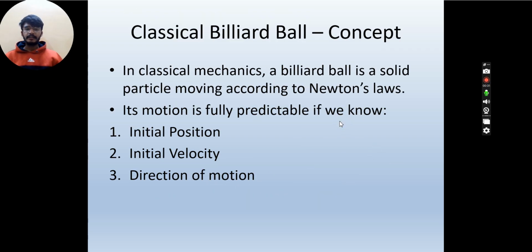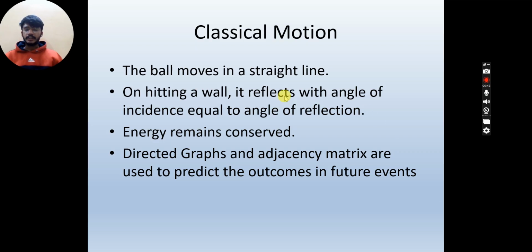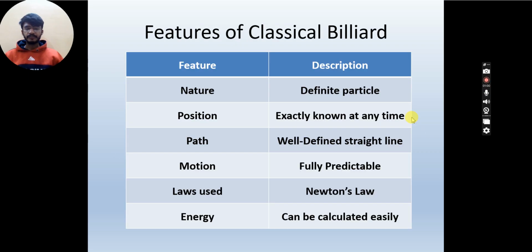Classical billiard ball concept. In classical mechanics, a billiard ball is a solid particle moving according to Newton's law. Its motion is fully predictable if we know its initial position, its initial velocity, and its direction of motion. Classical motion: the ball moves in a straight line, and on hitting a wall it deflects with the angle of incidence equal to the angle of reflection. Energy remains conserved. Directed graphs and adjacency matrices are used to predict the outcomes in future events.